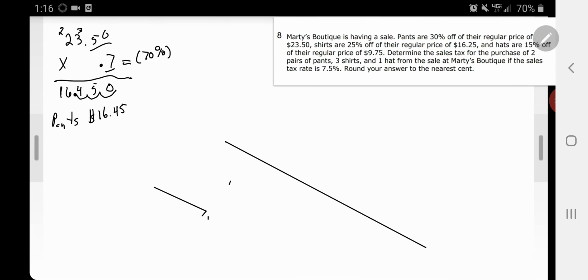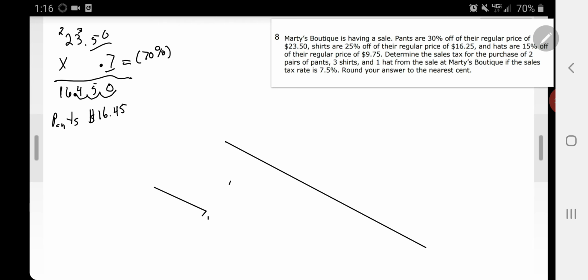Okay. Well, next, we got shirts at 25% off. So 100% minus 25% is 75%. So we're paying 75% of $16.25. So $16.25 times 75%, or 0.75. And we get, well, 5 times 5 is 25. 5 times 2 is 10 plus 2 is 12. 5 times 6 is 30 plus 1 is 31. And 5 times 1 is 5 plus 3 is 8.